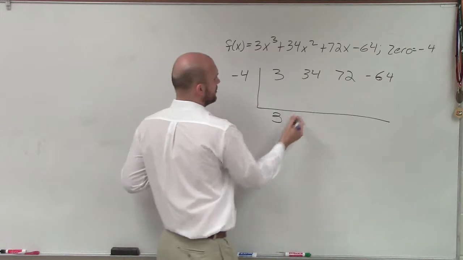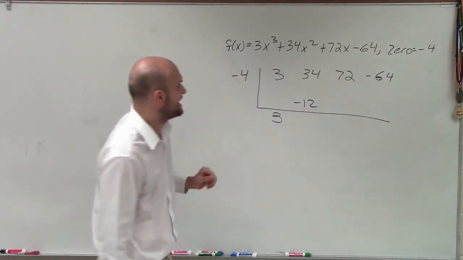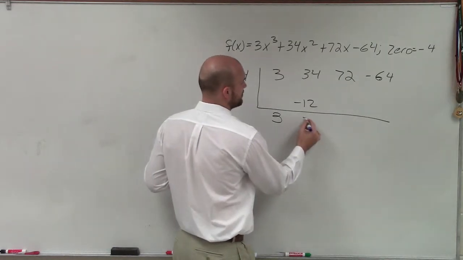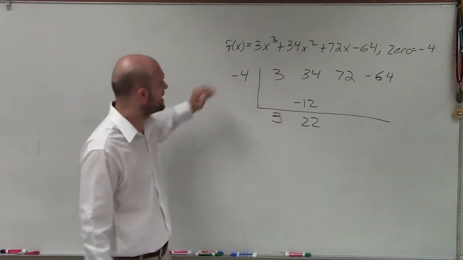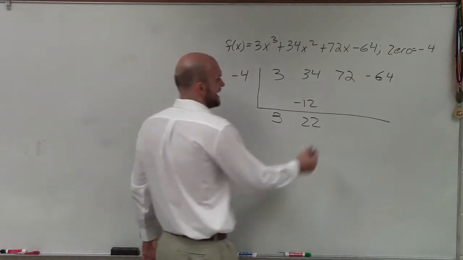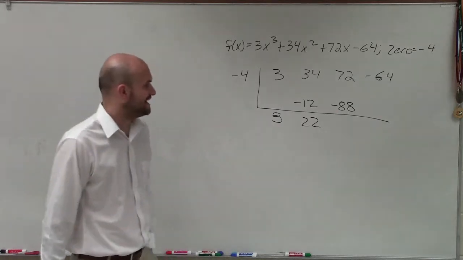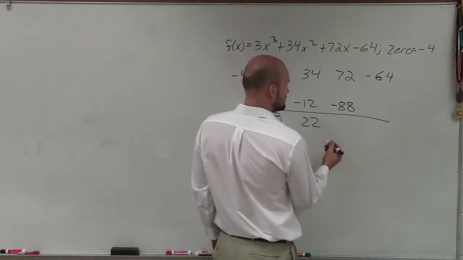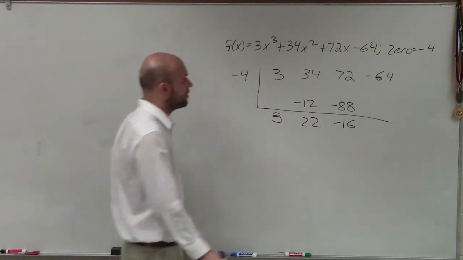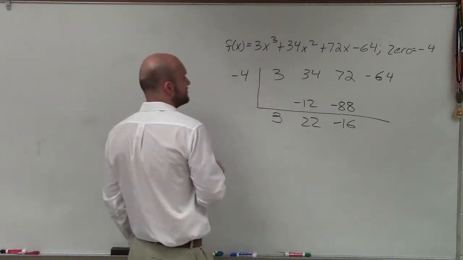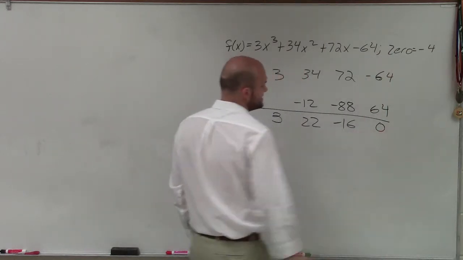Now when applying synthetic division, we always bring down our first term, and then we multiply diagonally. 3 times -4 is going to be -12. Then 34 plus -12 is going to be positive 22. Then 22 times -4 is going to be -88. 72 plus -88 is going to be -16. -16 times -4 is going to be a positive 64. When I add vertically, I get a 0.